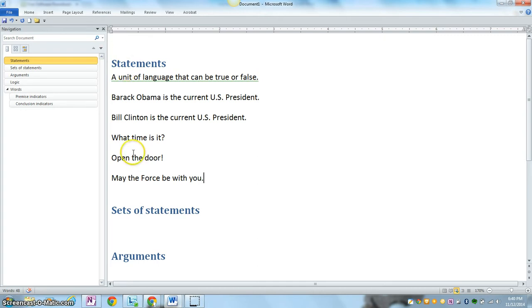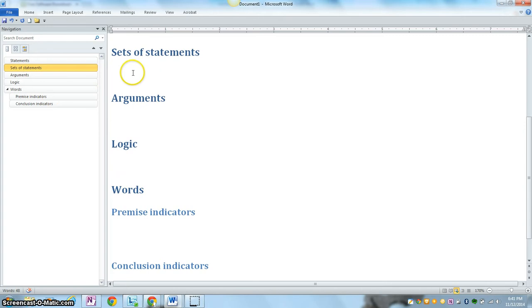Their purpose is different. A question is a request for information. A command is a prompt that is designed to get somebody to do something. And a wish is an expression of benevolence towards another person, but it doesn't necessarily say anything that can be true or false. Now, statements can be arranged in sets.